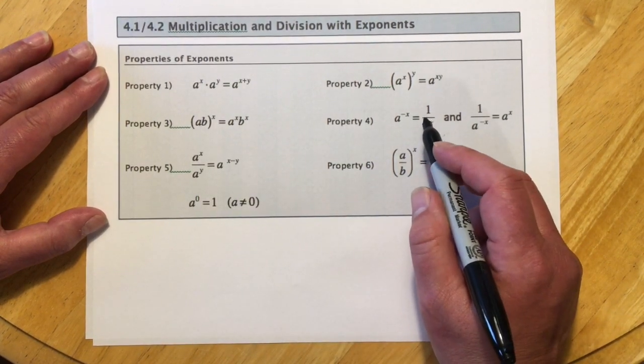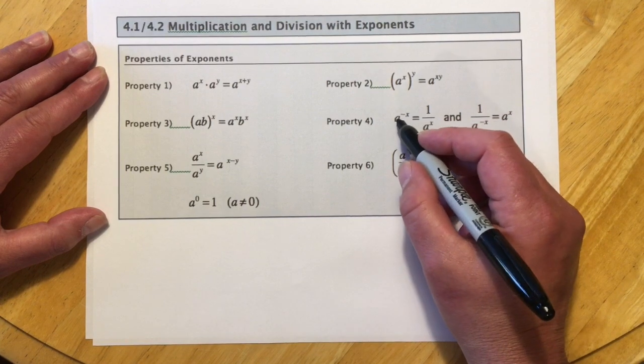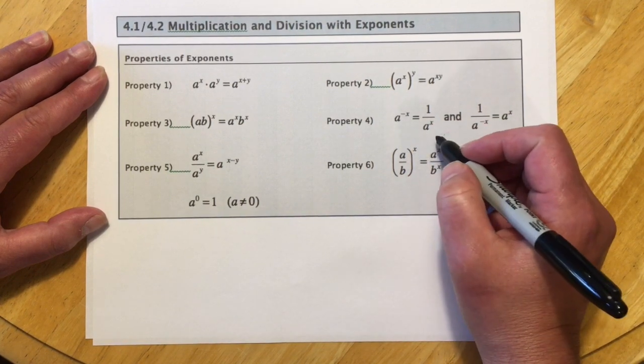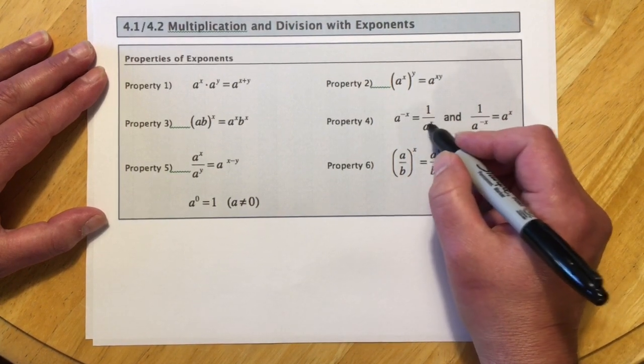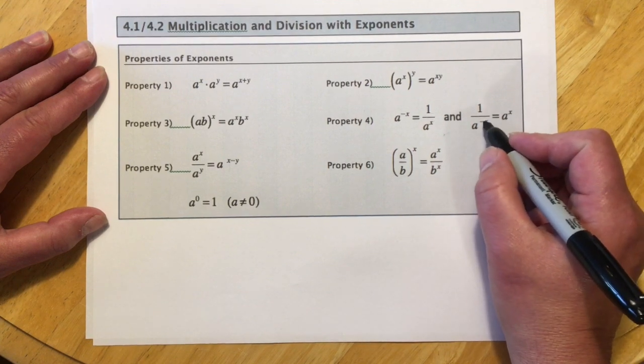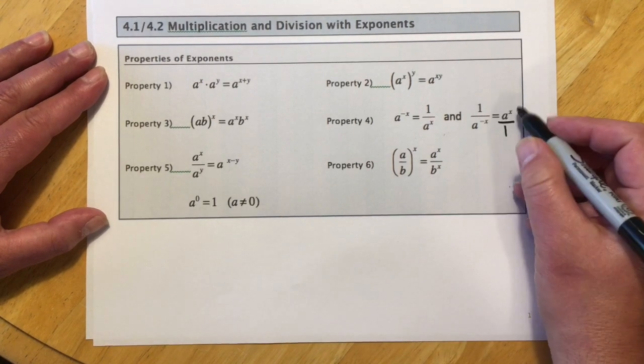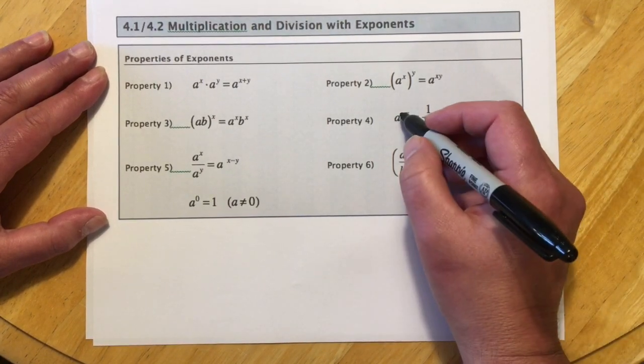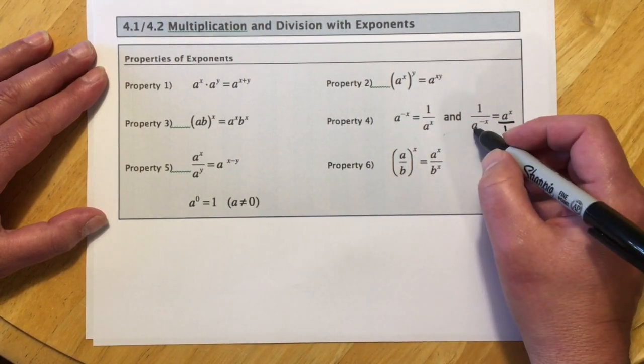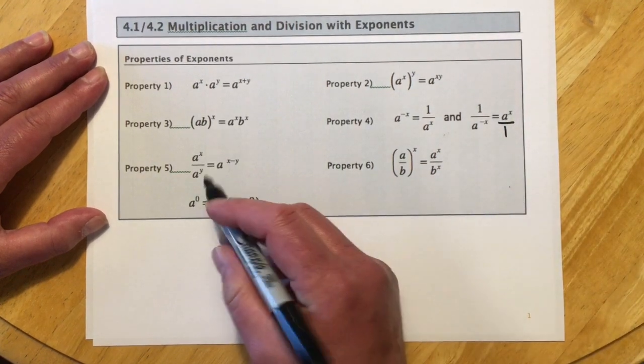Property 4, this one gets messed up a lot. This is if I have something to a negative exponent, then I write it as 1 over that with a positive exponent. Likewise, if I have a negative exponent downstairs, I can bring that up, so you can essentially think of that as a to the x over 1. So negative up, bring it down, it's positive. Negative down, bring it up, it's positive.